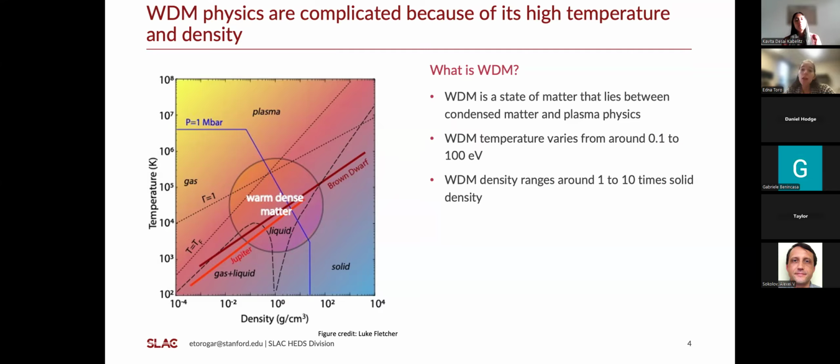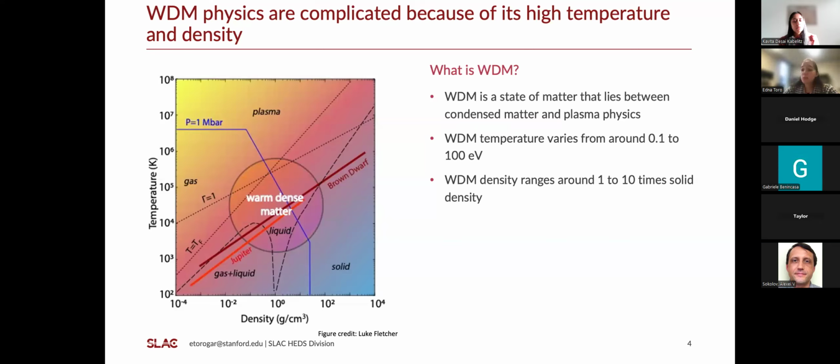If I were to define warm dense matter in terms of temperature and density, I would say that the regime is around 0.1 to 100 electron volts, where each electron volt is around 11,600 Kelvin, and around 1 to 10 times the solid density. In the figure on the left, you can see where the plasma regime is located at the top, where the solid region is located, and how the warm dense matter regime is in the middle. As I mentioned, you can see how it's relevant for planets such as Jupiter or brown dwarfs, where you have a lot of material in the warm dense matter regime.